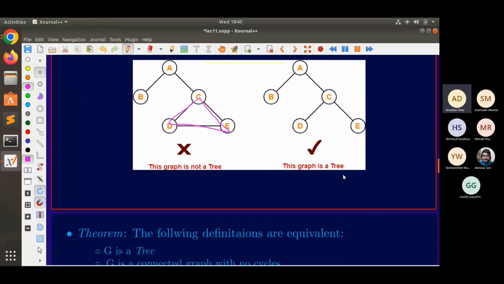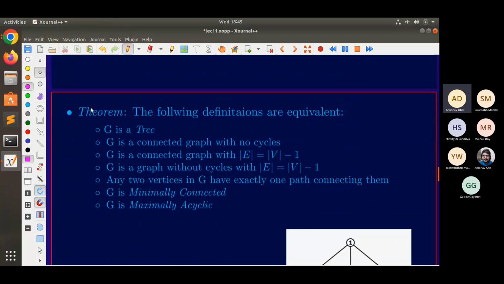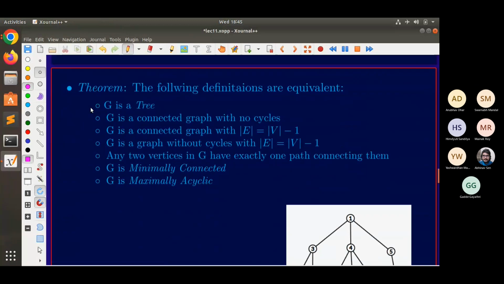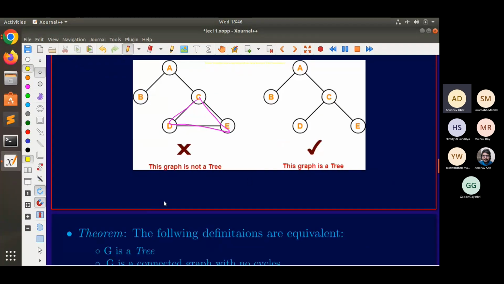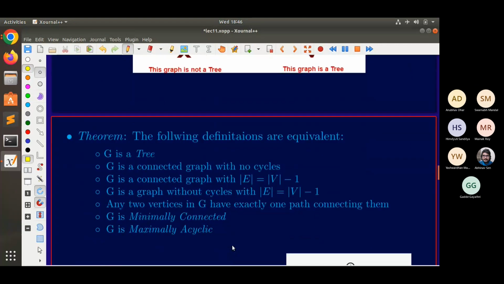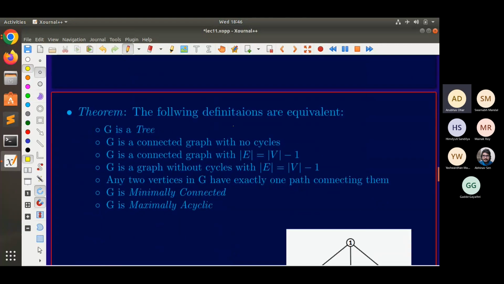Okay, let's move on. So now comes another theorem. This theorem deals with various ways of defining a tree. This is just one definition of tree, but there are a lot of definitions that are basically equivalent to this, definitions that also completely define the tree structure. So the following definitions are equivalent.